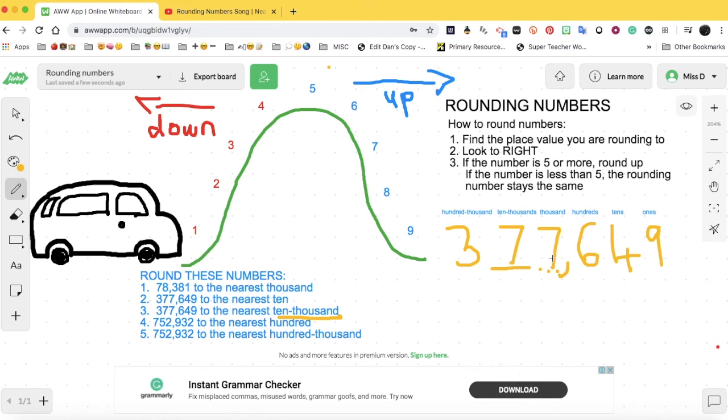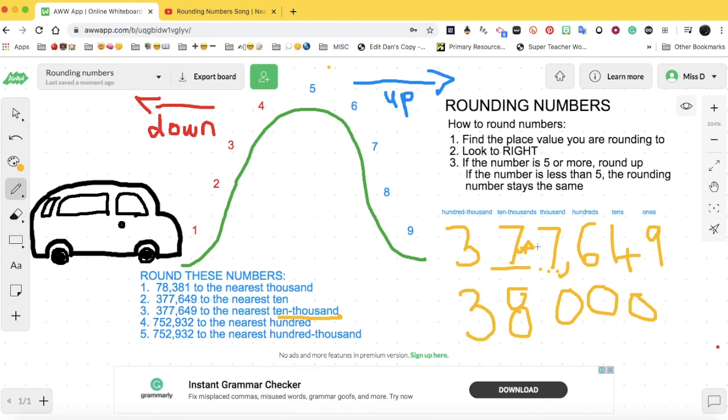We are rounding up. So the 7 is rounded up because we're imagining if we stopped our car here at 7, it would have to keep going forward, which is the same as us rounding up to that next number. So that becomes 8. Everything after our 10,000s place value becomes a 0. Sorry about my zeros, they're crazy.